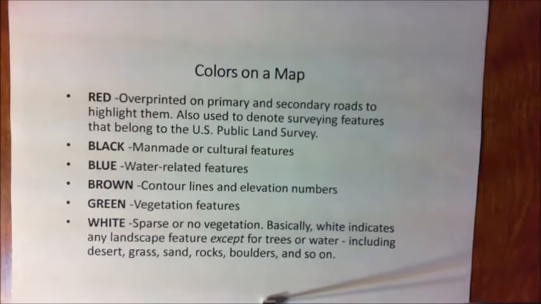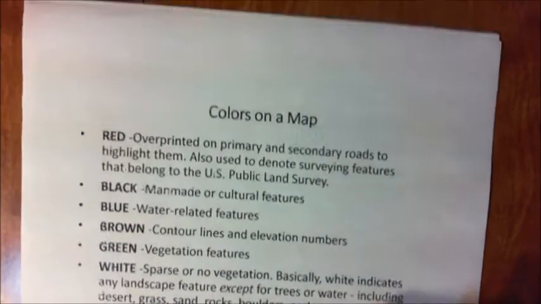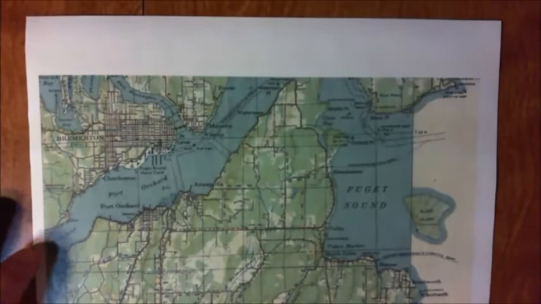Basically, white indicates any landscape feature except for trees or water, including desert, grass, sand, rocks, boulders, and so on. So again, blue, black, brown, green, white, and red. Those are your colors.